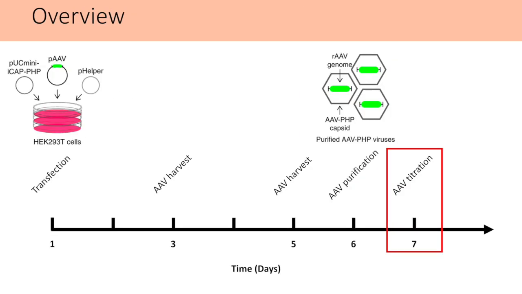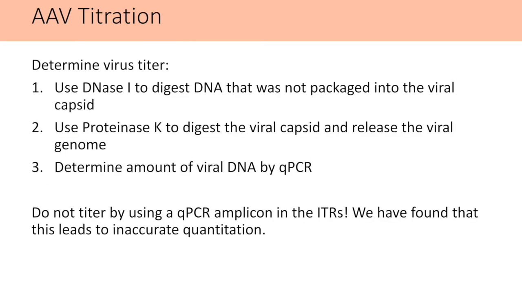Finally, after purifying, you'll need to titer your virus. To do this, in broad strokes, you first digest DNA, which is not packaged into the viral capsid, by adding DNase I. Once this is inactivated, you then add proteinase K to digest the capsid protein and reveal the viral genome that had been protected. Finally, you would do a qPCR on the viral DNA against a standard.